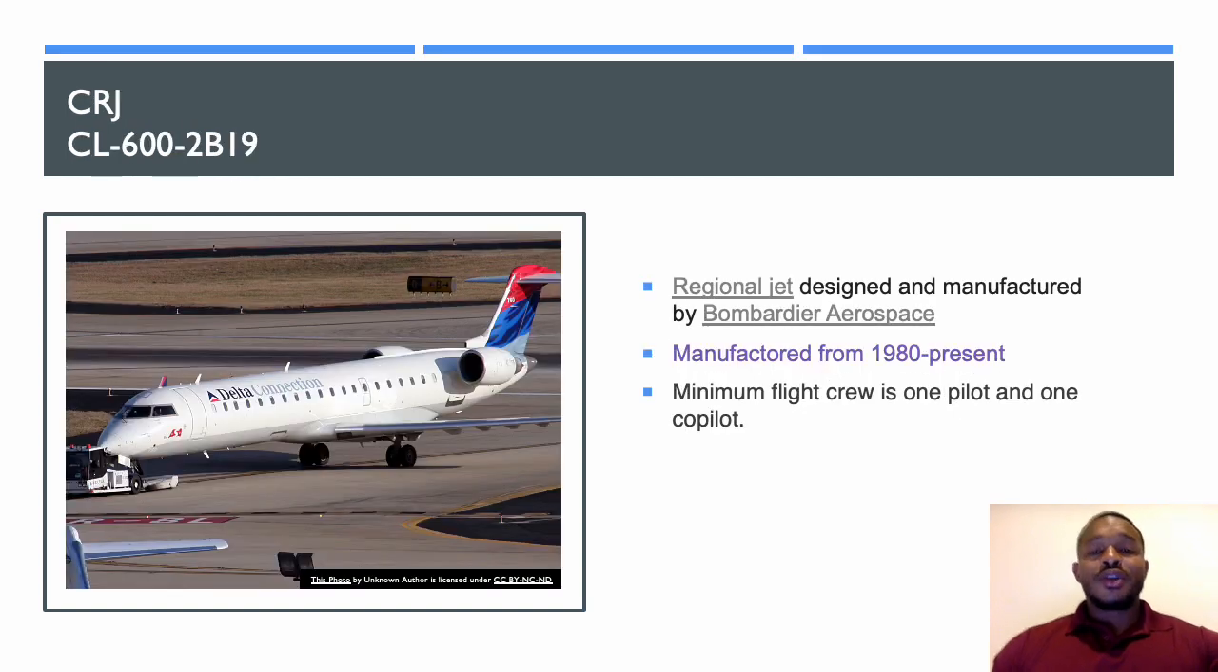All right. So let's talk specifically about the CRJ. So a little history about the CRJ. It's designed and manufactured by Bombardier Aerospace. It's been manufactured since the 1980s to present. So that lets you know it's a popular aircraft used by a lot of regional airlines. As we see here, we actually have a photograph of one from Delta Connections. The minimum flight crew for this aircraft is going to be one pilot and one co-pilot, although sometimes there's a jump seat pilot available as well.